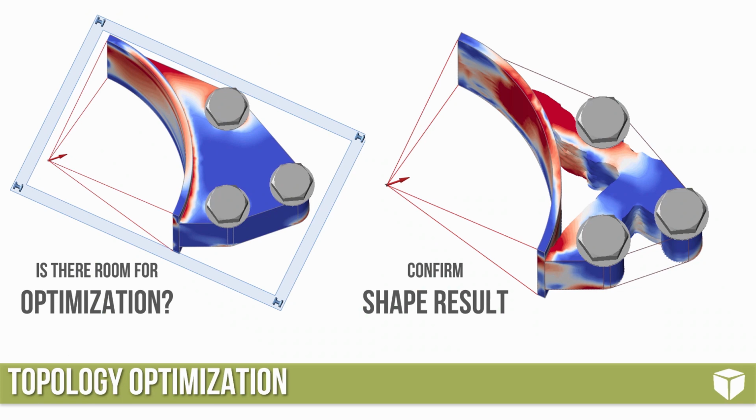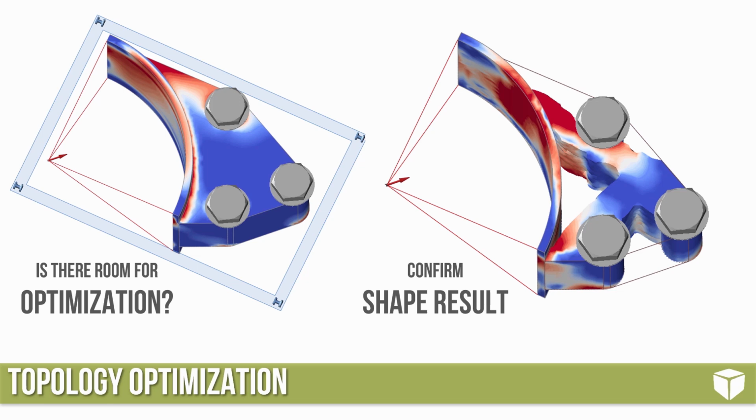So here's kind of what that looks like. We do run FEA typically alongside the topology optimization. We do it to confirm our results, like you see there on the right, but oftentimes we'll do it before we run any shape optimization at all. And the reason why we might do that is to answer the question, is there room for optimization at all? And there are scenarios where there's not.